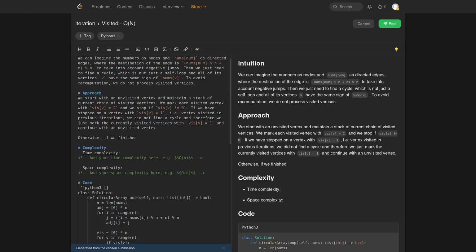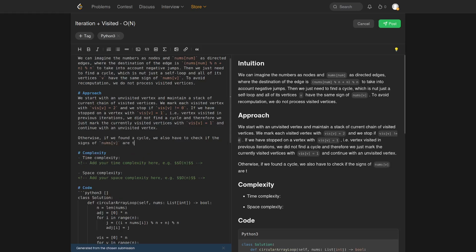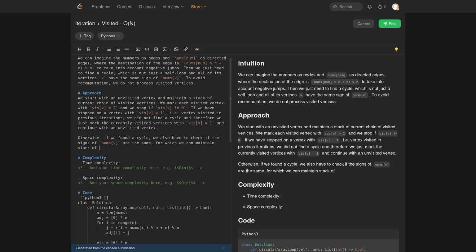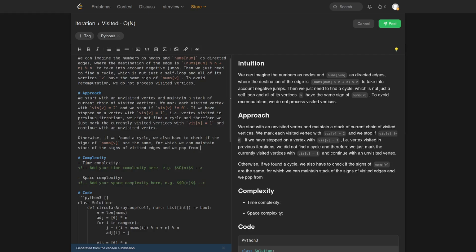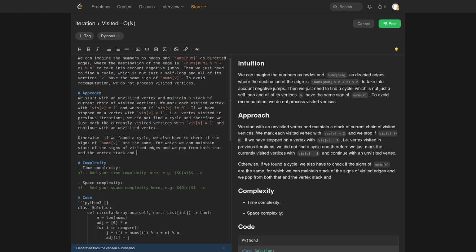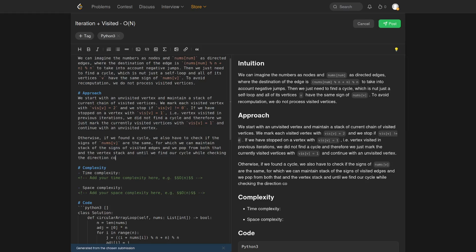We finished, if we found a cycle, we also have to check if the signs of nums v are the same, for which we can maintain a stack of the signs of visited edges, and we pop from both that and the vertex stack until we find our cycle while checking the direction constraint. Broken, we found a cycle.